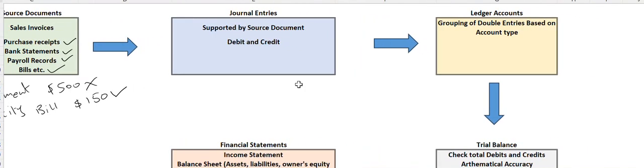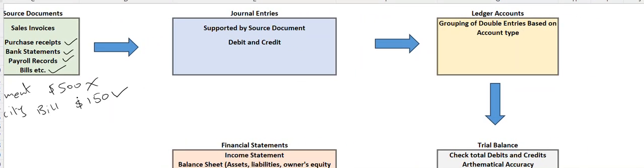So moving to the second point. Let's say, for example, you are in a car selling business and you make the sale of a car. So what is the transaction you are going to record? Let's say you sell the car for cash of 500.